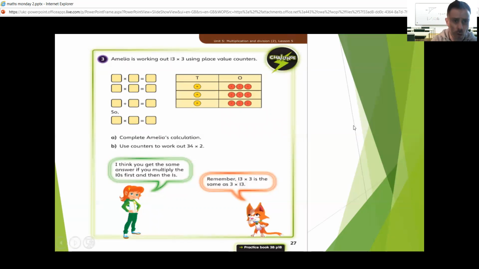Number 3, we've got Amelia. Amelia is working out 13 times 3 using some place value counters. What you need to do is complete Amelia's calculation. Okay, that's A. Then it says use counters to work out 34 times 2. Have a go at that, pause the video, and I will come back and tell you the answers. I'm not going to talk through it too much because it depends what you've done with your counters, but I will tell you what the answers are. So pause the video now.